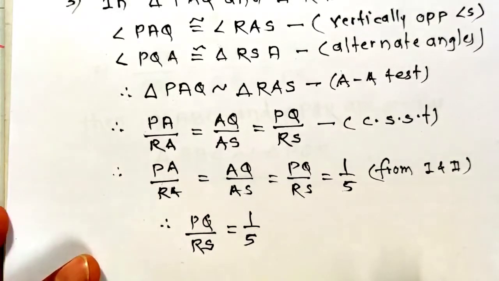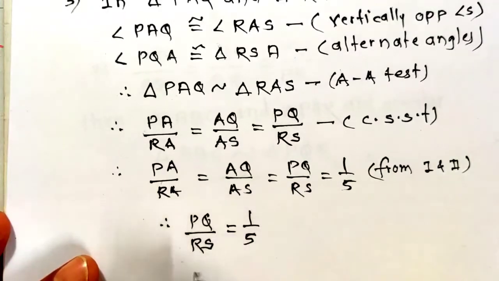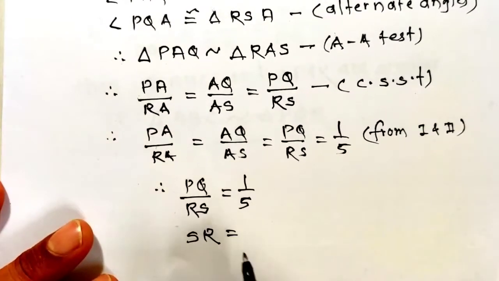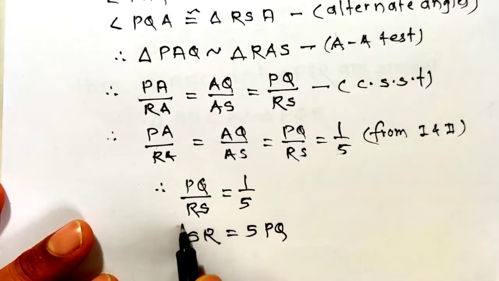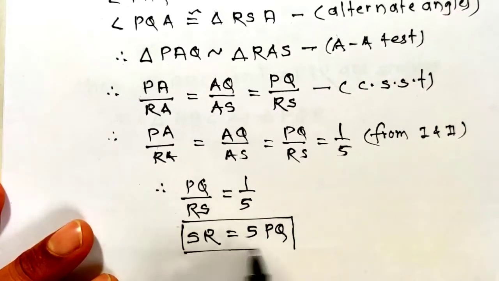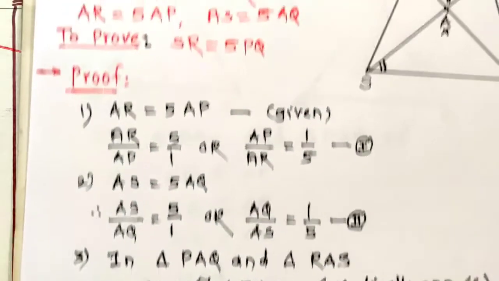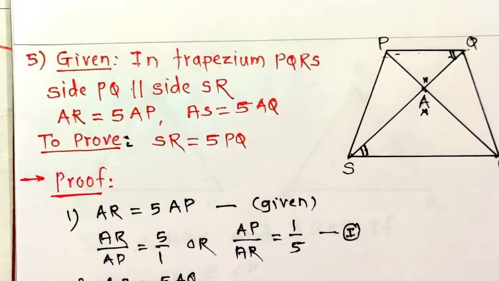Now by cross multiplication we get RS into 1, RS means SR, SR is equal to 5 PQ. This is the proof. SR is equal to 5 PQ. Now let us see the sum again. I am moving the screen slowly.